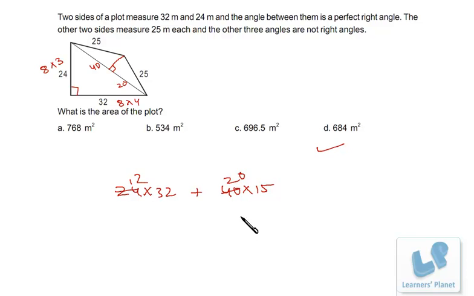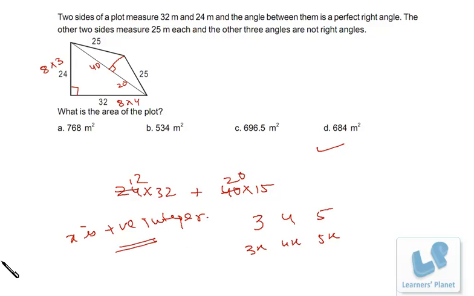As simple as that. You must be knowing that if 3, 4, 5 are Pythagorean triplets, so 3x, 4x, 5x will also be Pythagorean triplet provided x is a positive integer. Okay, the same funda I have used over here.